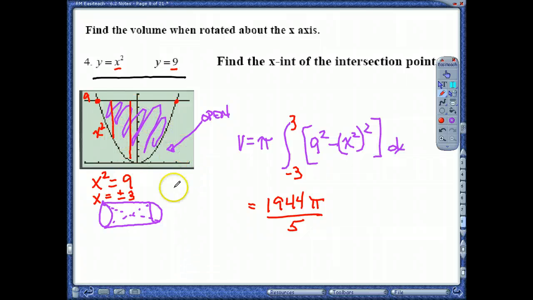Okay, so you're looking at that area. When you rotate it about the x-axis, if it isn't all smack dab against the x-axis, you're going to have a washer. If it sits directly on the x-axis, you're going to have a disc.